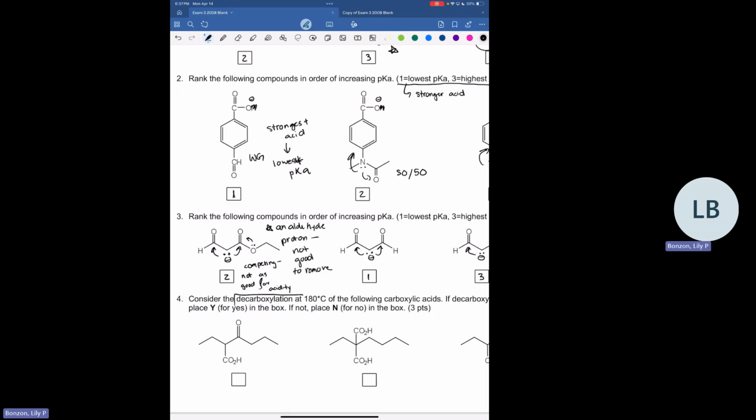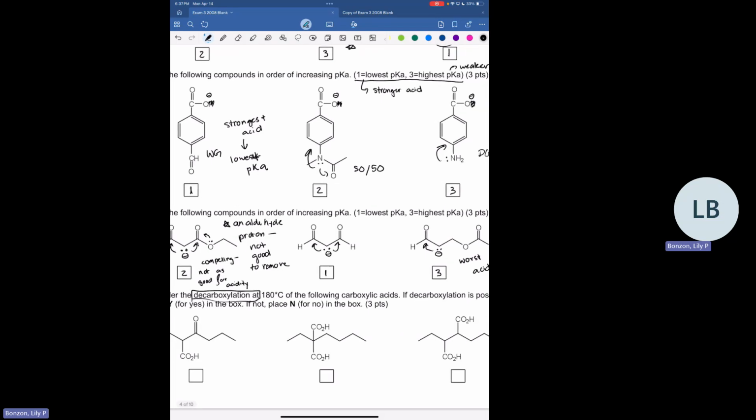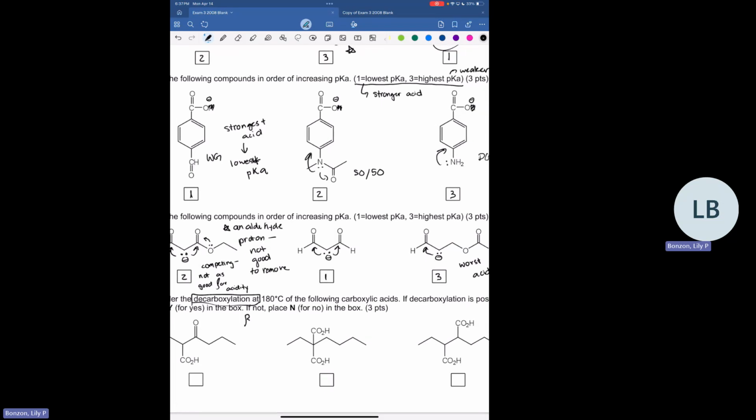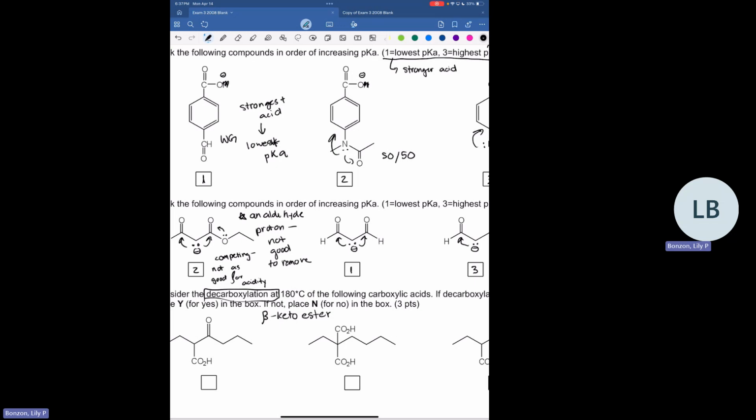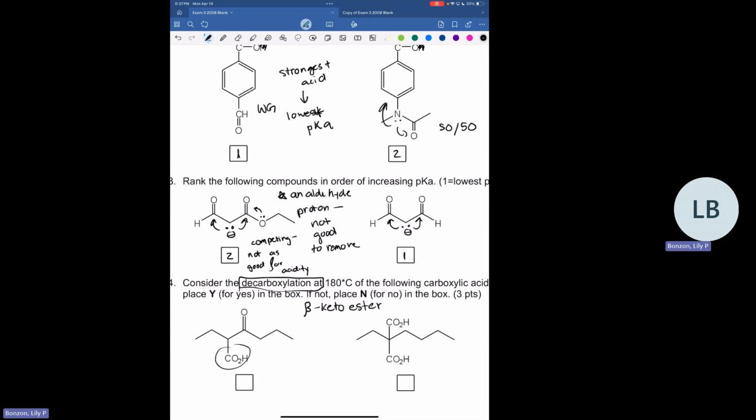So for decarboxylation, that's where we have our carbon dioxide leave. The way that happens is we need a beta keto ester, or a beta dicarboxylic acid. We basically need a carboxylic acid or an ester that's beta to another carbonyl.